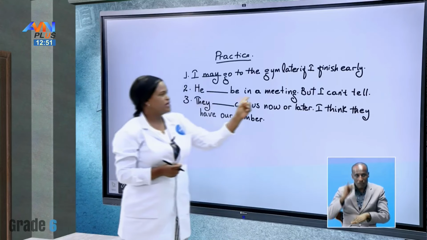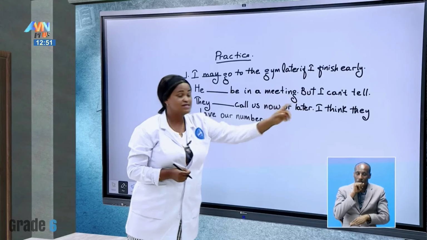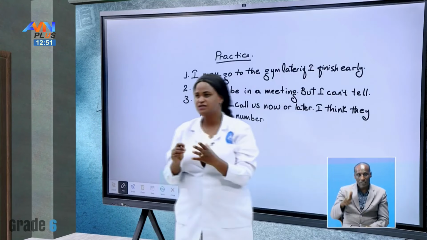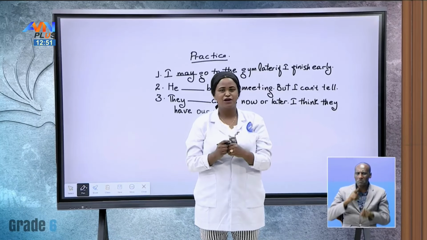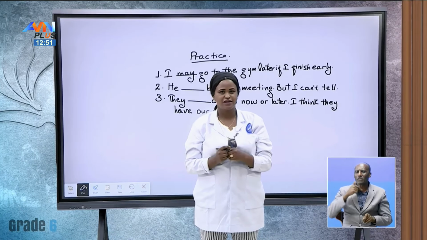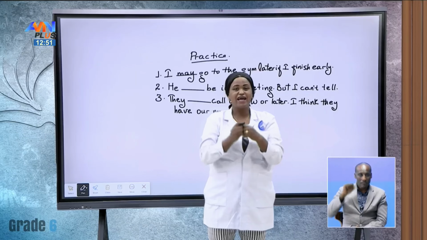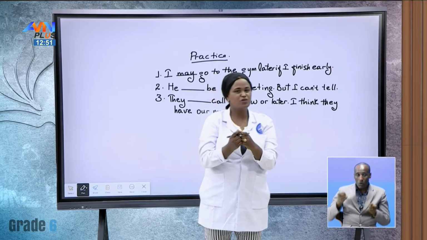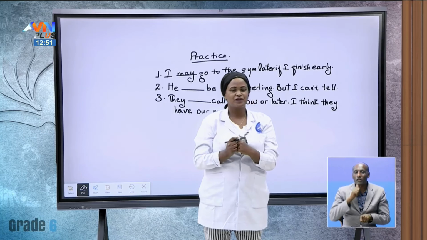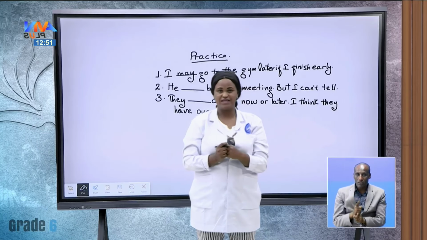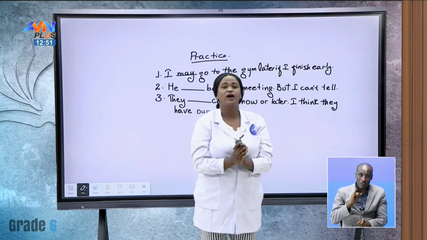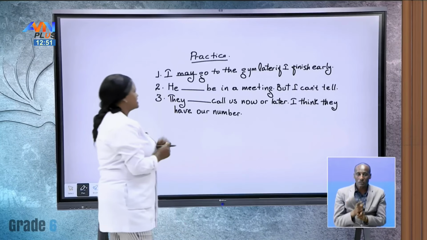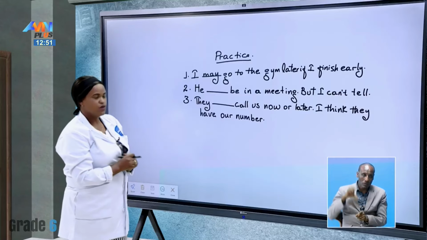He blank be in a meeting, but I can't tell. What do we mean when the writer says, but I can't tell? When do you say, I can't tell? Yes, you say, I can't tell when you are not sure. Very good. Do you remember what we have said earlier? Could is used for a possibility that we expect, but we are not certain or we are not sure. So, here in the second sentence, which one do we use? We use could.